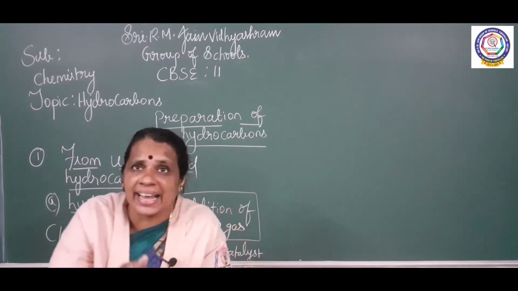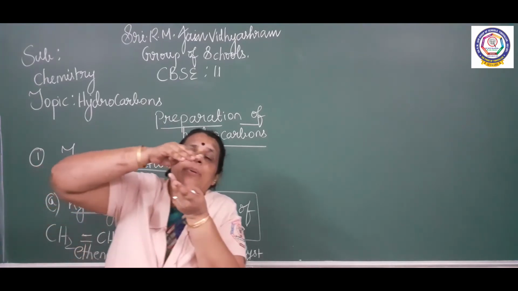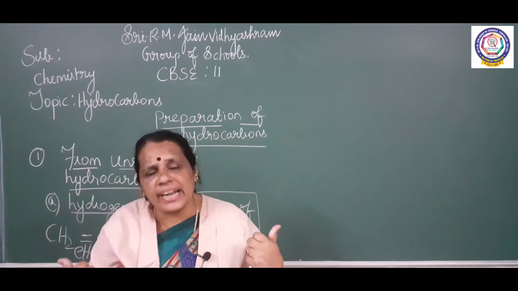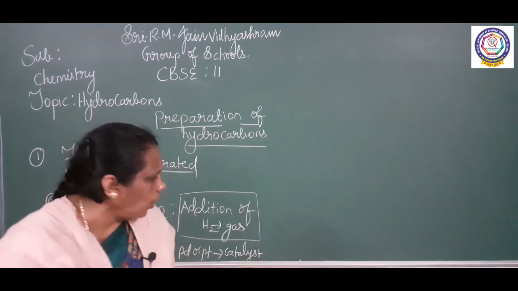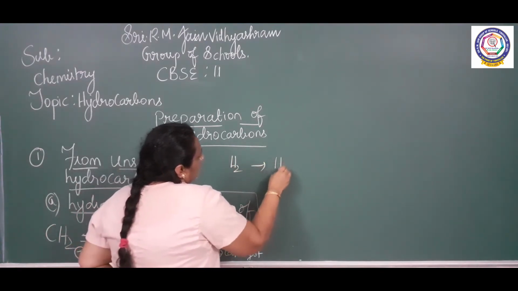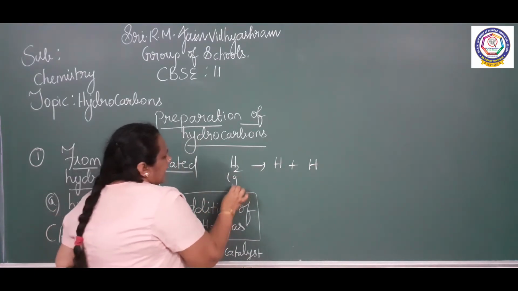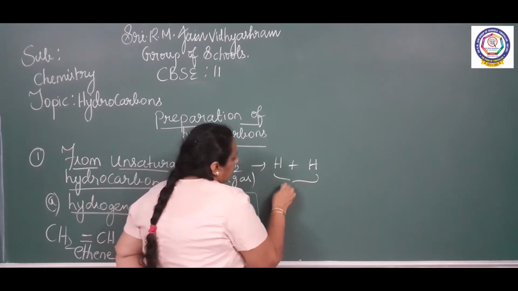Hydrogen gas is added to the unsaturated hydrocarbon. Hydrogen gas is getting absorbed at the surface of the catalyst, either palladium or platinum. What is happening to the hydrogen gas? It gets split. So H2 gets split up into hydrogen and hydrogen. Hydrogen gas gets split up into hydrogen atoms, so we will be getting hydrogen atoms.